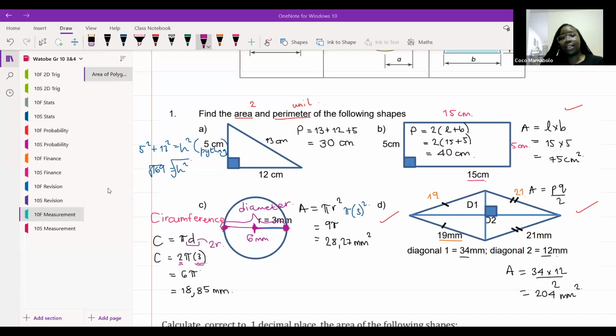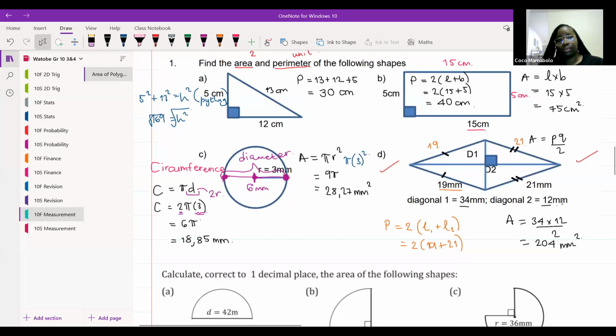All right. Has anybody calculated the perimeter of our kite just yet? The perimeter of my kite is going to be the same. We're going to say 2 times length 1 plus length 2, right? So we're just going to have 2 times 19 plus 21, which is going to equal 80 millimeters, correct? Okay, 80 millimeters. Well done, peeps. All right, give yourself a mark out of 4 again.